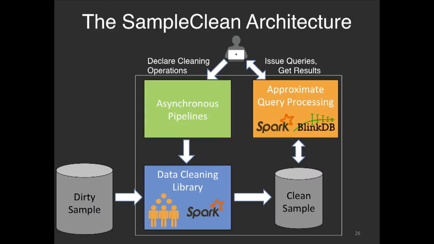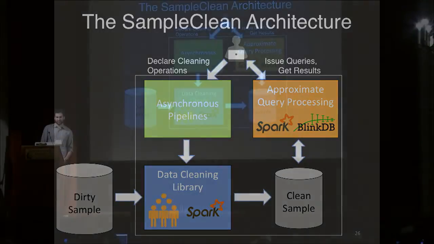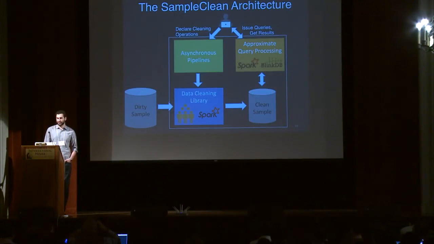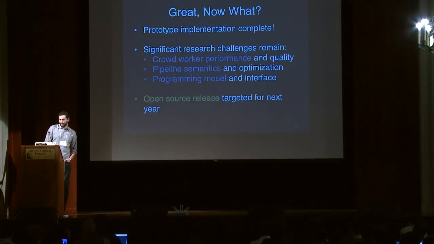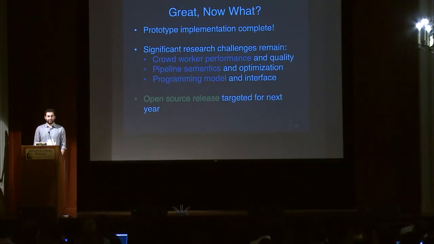So stepping back, here's our SampleClean architecture in sum. Users do two things. They declare data cleaning operations and build pipelines out of them. And then they issue queries against the data as it gets cleaned. So that's what we've done so far. We have this prototype implementation, but there's still a lot of challenges ahead.